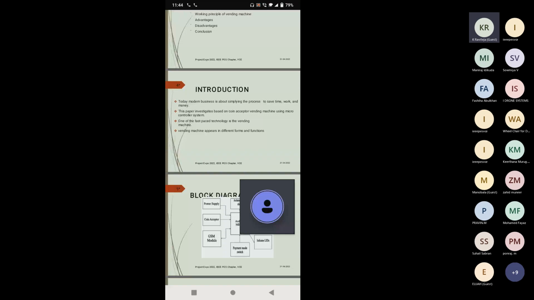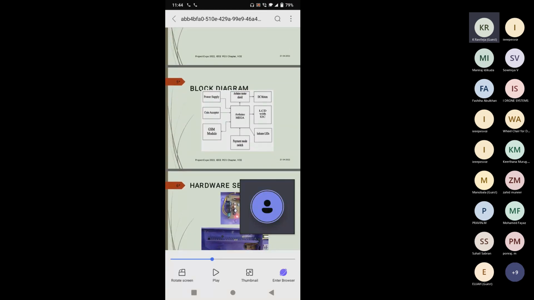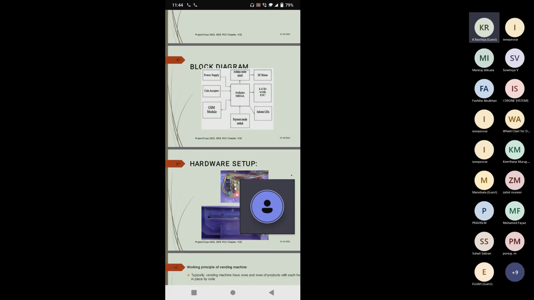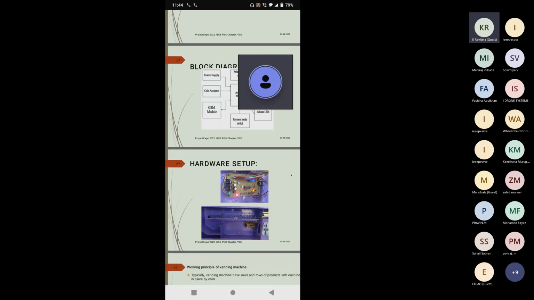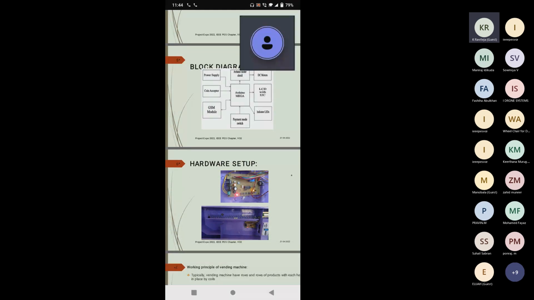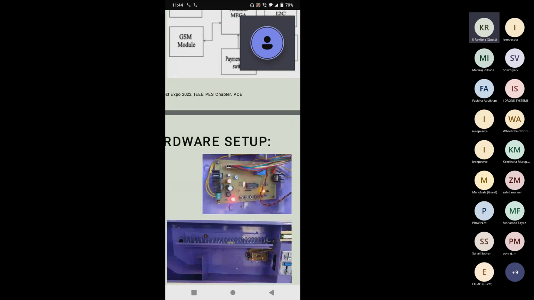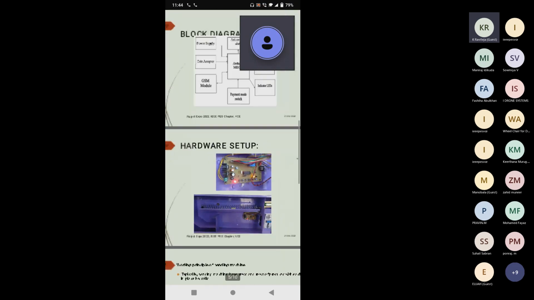My friend discussed the intro of our project. Now I explain the block diagram and hardware setup of our project. This picture describes our project. Hardware setup. We have used some components in our project such as Arduino UNO board, LCD liquid crystal display, coin acceptor, servo motor, stepper motor, and push button. These components are used in our project.